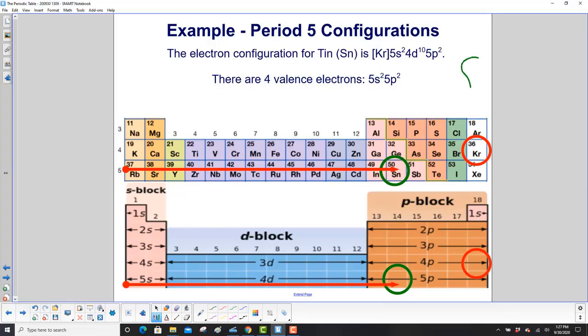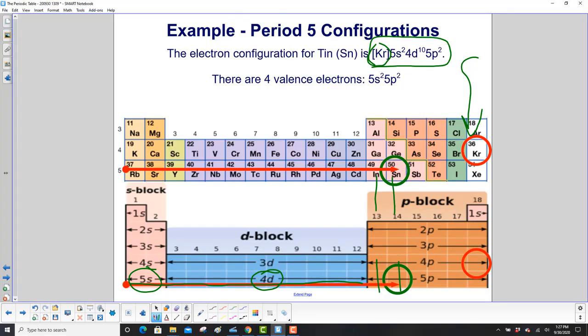So we start with krypton, which is the noble gas in the period above tin, and we put it in brackets, so krypton in brackets, and then we go down to period 5. We pick up the two 5s electrons, we pick up all 10 4d electrons, and then we count over to 10, and we just go 2 more. So that would be 5p2.